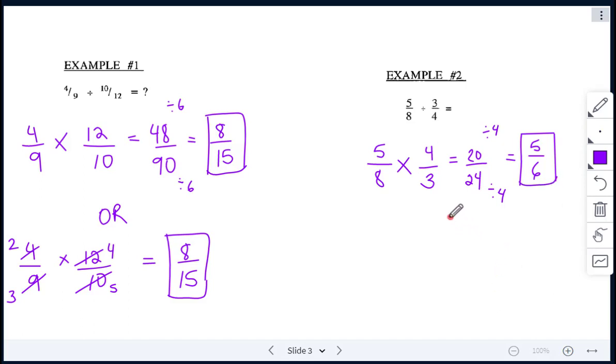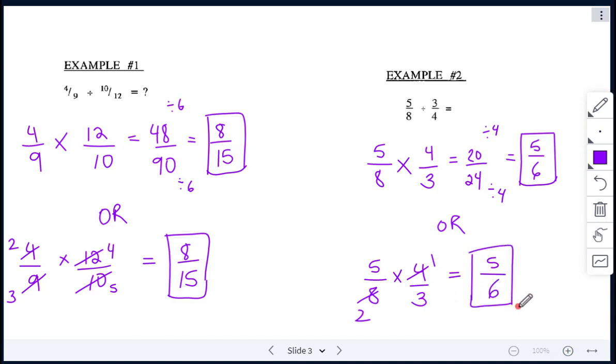All right. But like always with multiplication, you can check to see if you can reduce beforehand. 5 and 3 we cannot reduce, but the 8 and 4, they can be reduced. Divide by 4, that gives me 1 there. 8 divided by 4, that gives me 2 there. All right, so 5 times 1 is 5, 2 times 3 is 6.